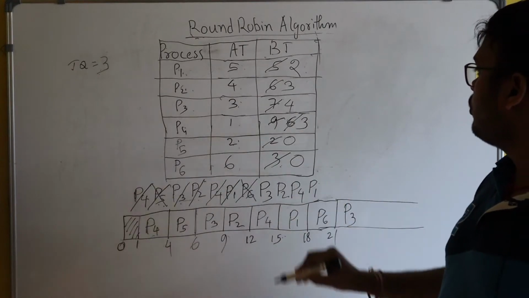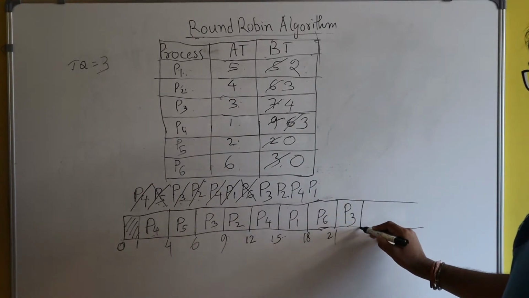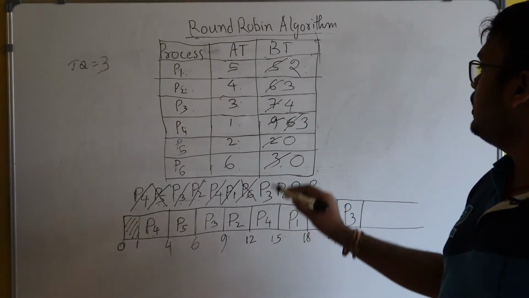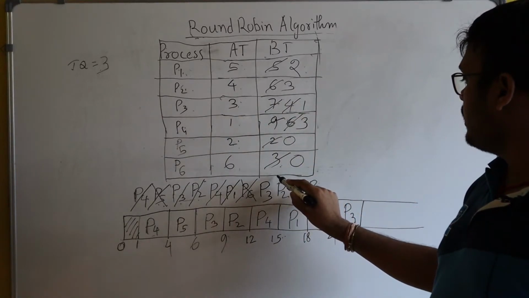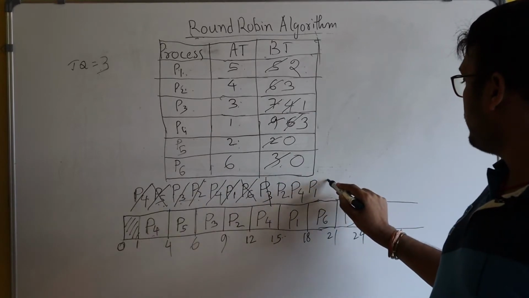So 4 seconds are left, but it will run for 3 seconds. So 21 plus 3, 24. So how much time is left for P3? 4 minus 3, 1 second. So still P3 is remaining. So I will remove P3 from here and I will write P3 here.